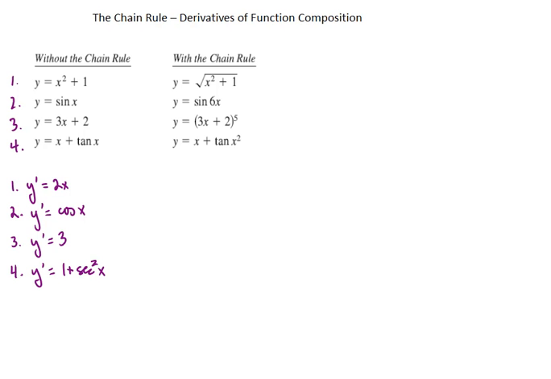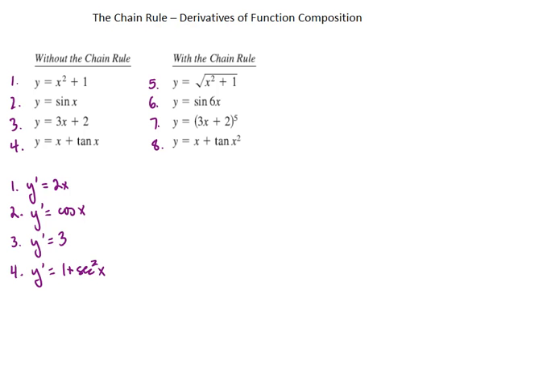However, the column on the right, if I label those 5 through 8, these are not as simple. We have function composition. We have square root of x squared plus 1, or sine of 6x, or (3x plus 2) raised to the 5th power, or x plus tangent of quantity x squared. And we're going to deal with these in much the same way that we worked with the simpler forms of functions, except with one twist at the end. And in order to be successful at using the chain rule, we have to be able to distinguish between the outside function and the inside function.